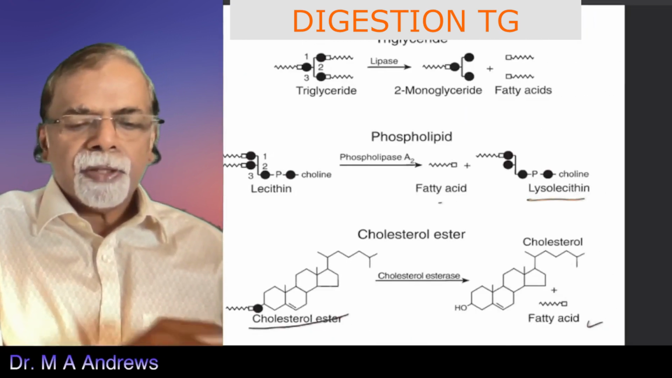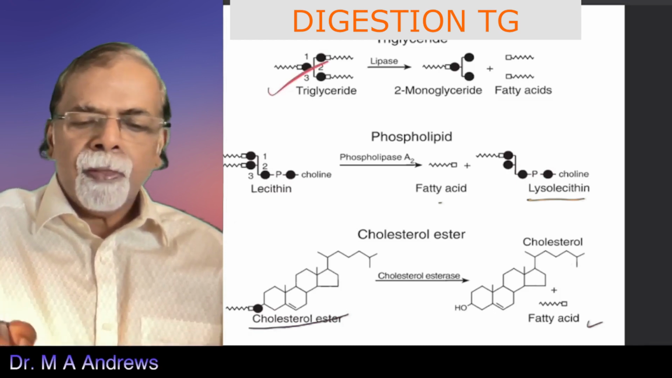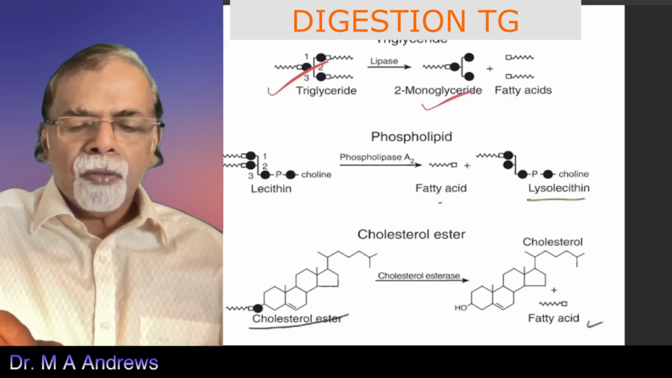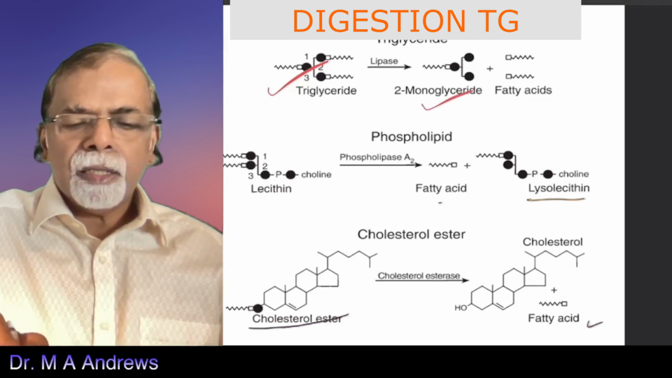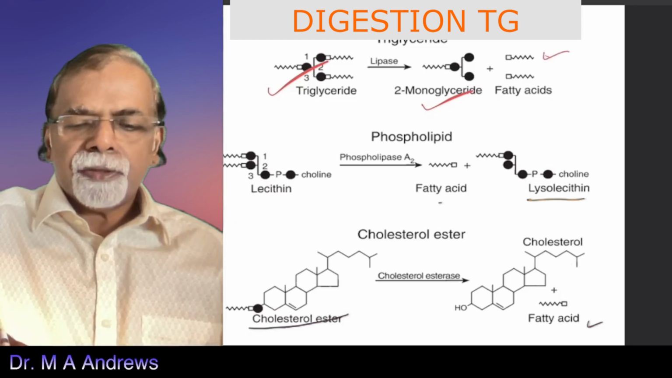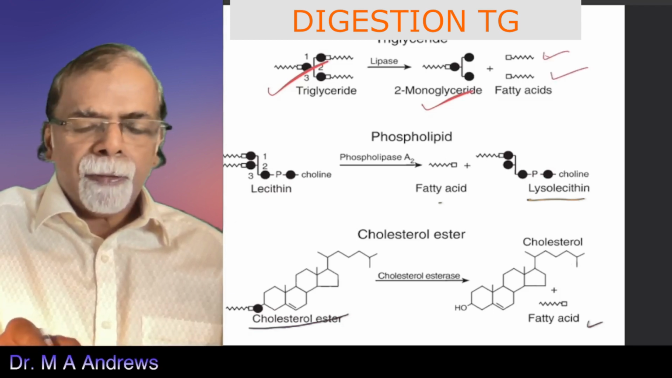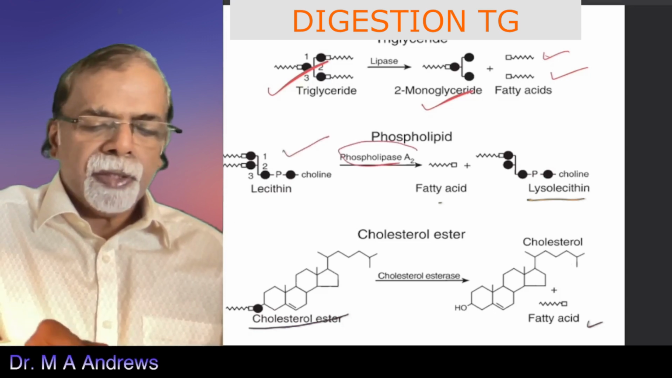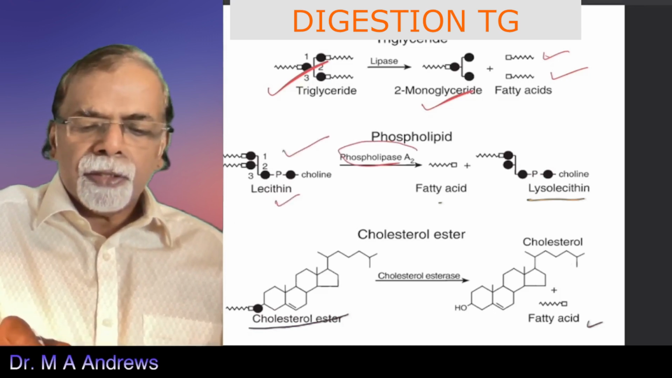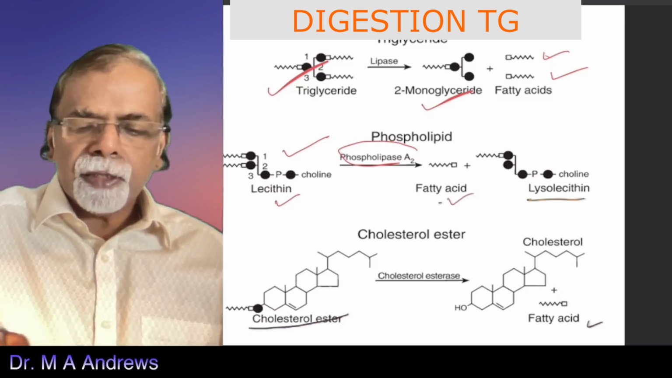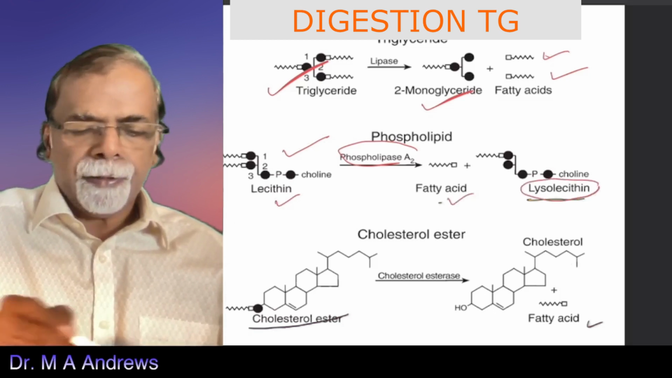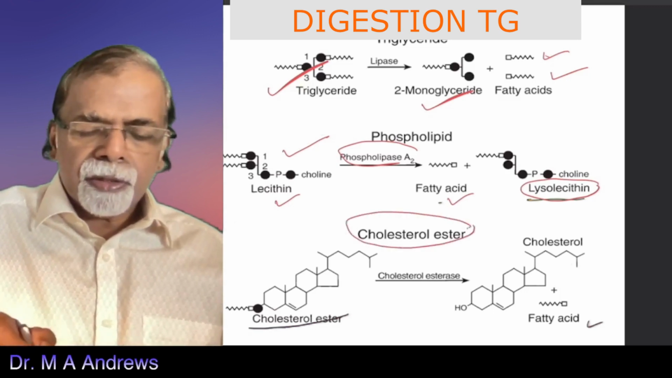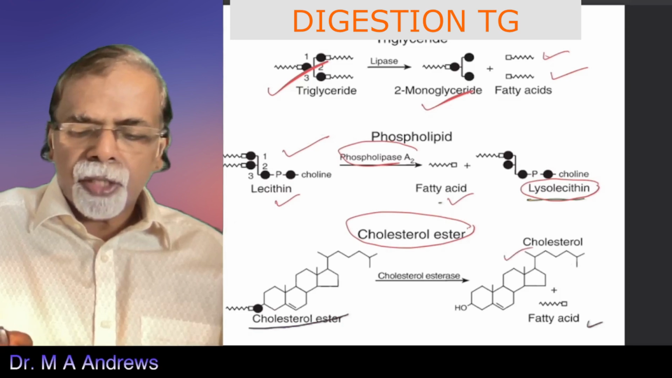So this is the pictorial representation. This is a triglyceride converted into two monoglyceride or one monoacyl glycerol and fatty acids. The phospholipase A2 acts on the phospholipid. Here a lecithin is shown. It is converted into fatty acid plus lysolecithin. The cholesterol esterase acts on the cholesterol ester and converts it to cholesterol and fatty acid.